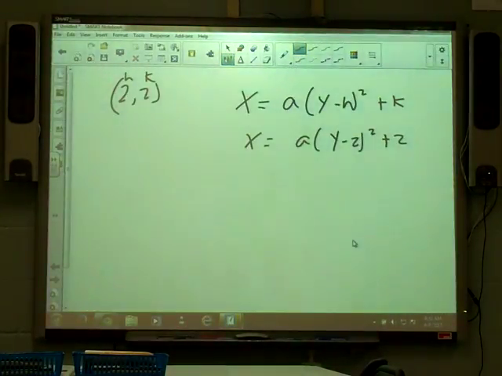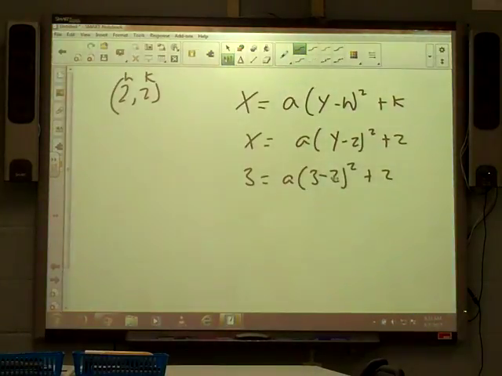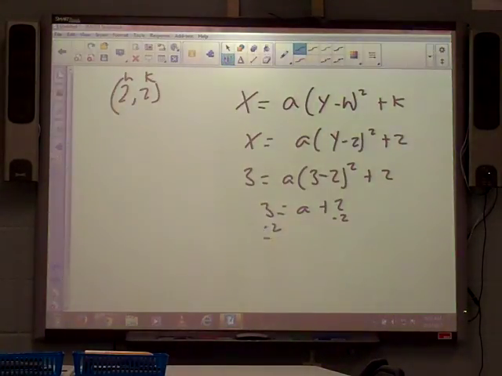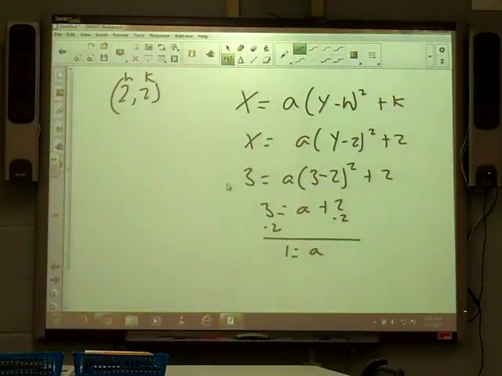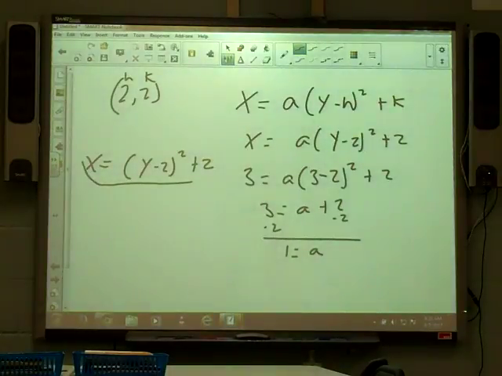Yeah, don't they have a dot at over 3, up 3? Yep. So I'm going to say 3 equals a times 3 minus 2 squared plus 2. 3 minus 2 is 1. 1 squared is 1. So that's just 1a plus 2, which means your a is 1. So x equals, you can put a 1 here, right? But you don't have to. So put the 1 or don't, either one. That's your answer.